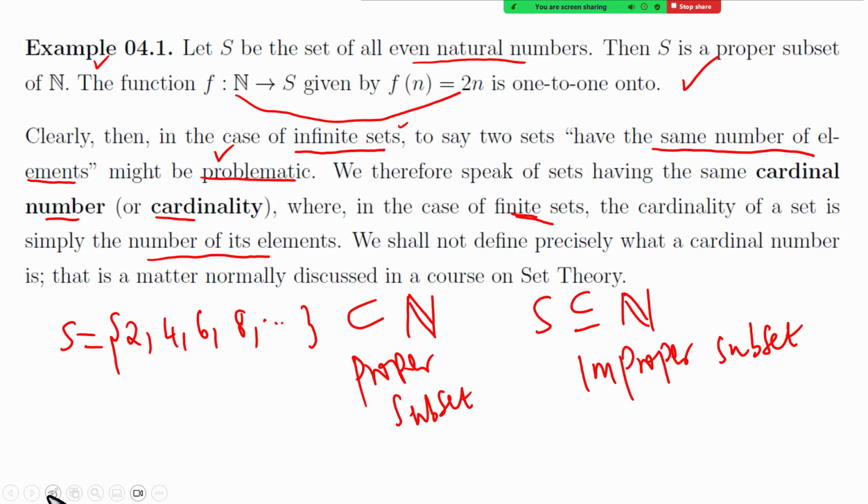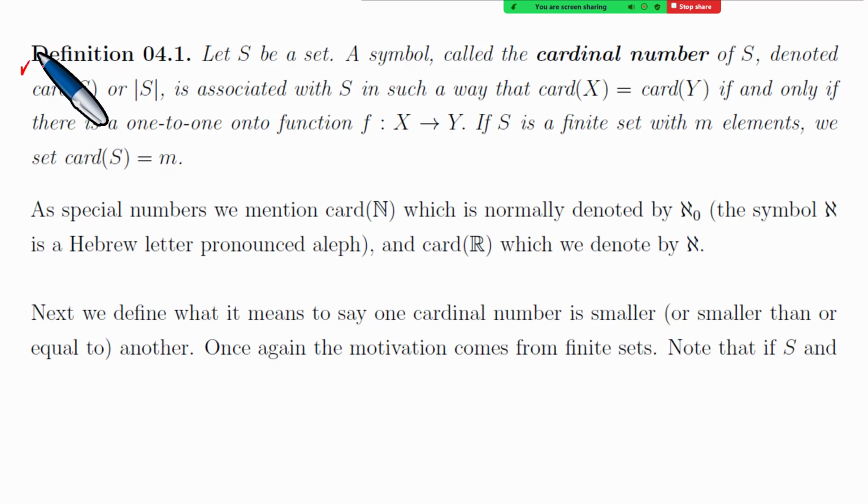Let us look at Definition 4.1. Let S be a set. We start with the set S. A symbol called the cardinal number of S, denoted by card of S, is associated with S in such a way that the cardinal number of X is equal to the cardinal number of Y if and only if there is a one-to-one onto function from X to Y.